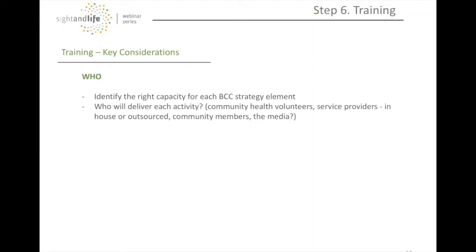So whom will you train? To answer this question, you look back at your BCC strategy and each activity you have planned. In the BS Star example that we just mentioned, in addition to the brand and promotional elements, they had a very strong peer support component to their strategy, if you remember, the little angels and breastmates, which they decided to commission out to an external provider.